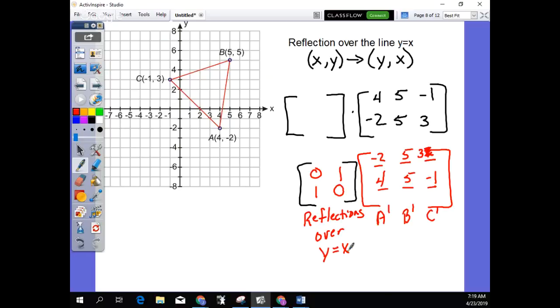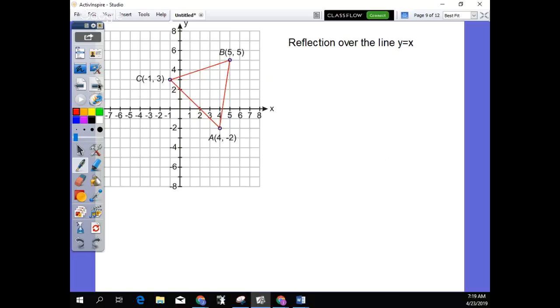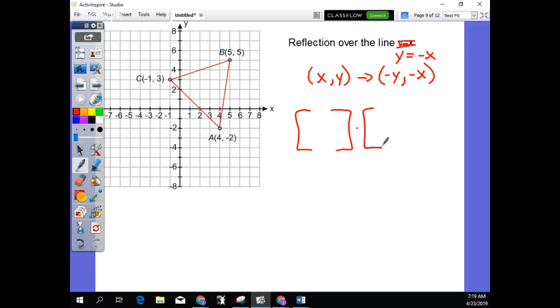Okay. Then the last one that we have to do is the reflection over the line y equals -x. And we showed before what that is: (x, y) becomes (-y, -x), opposite y, opposite x. So what's my multiplier that I'm going to need for that? And again, remember, all these reflection matrices are always multiplied on the left-hand side. If you multiply on the right-hand side, they're not going to work for you.